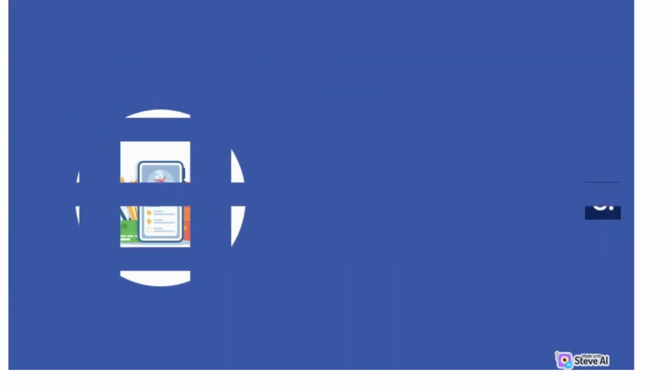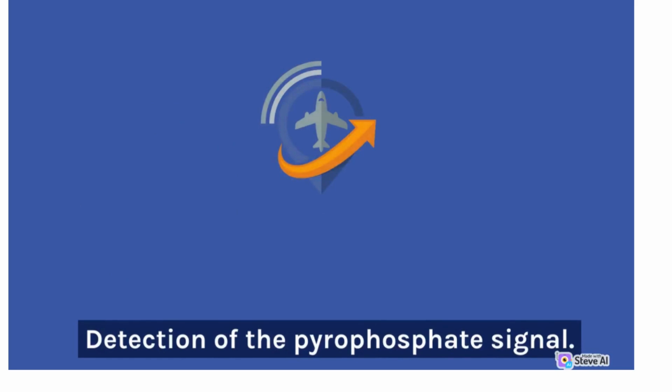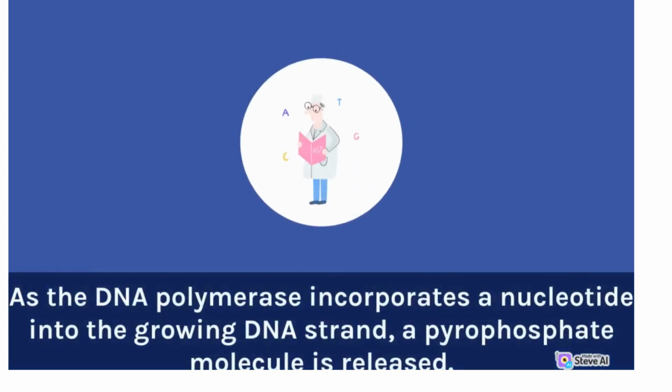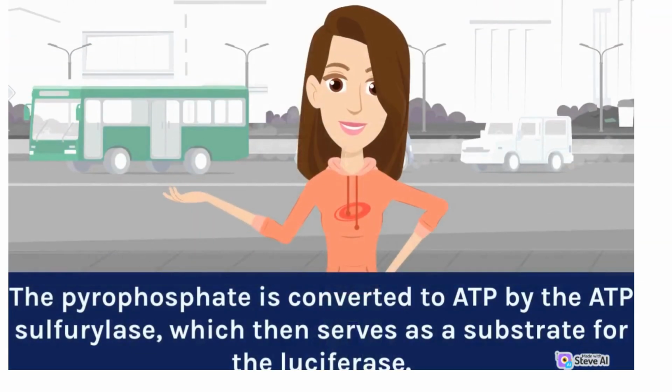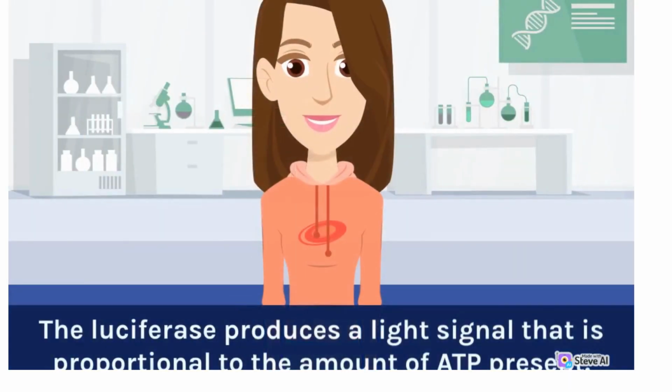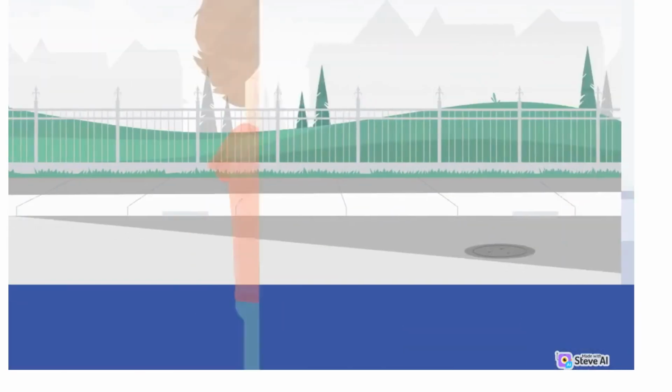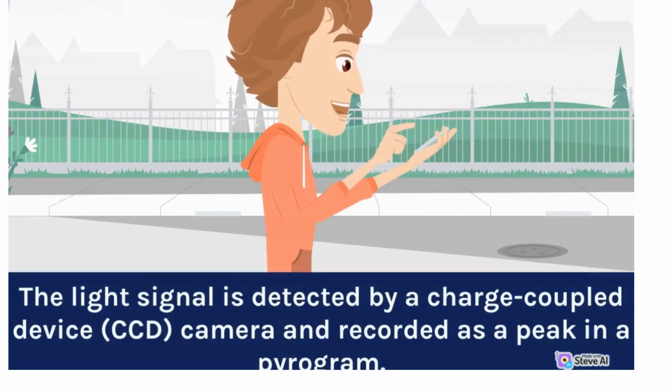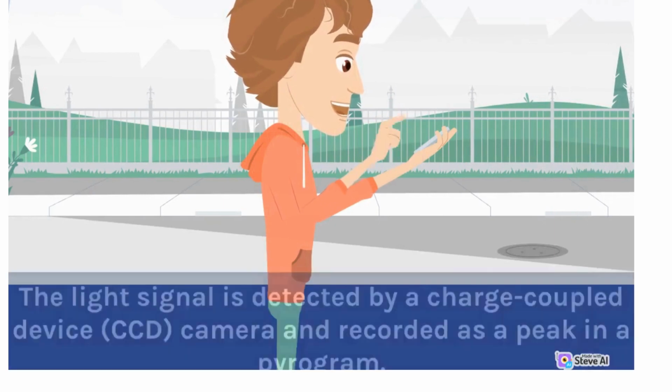3. Detection of the pyrophosphate signal. As the DNA polymerase incorporates a nucleotide into the growing DNA strand, a pyrophosphate molecule is released. The pyrophosphate is converted to ATP by the ATP sulfurylase, which then serves as a substrate for the luciferase. The luciferase produces a light signal that is proportional to the amount of ATP present. The light signal is detected by a charge-coupled device, CCD, camera and recorded as a peak in a pyrogram.